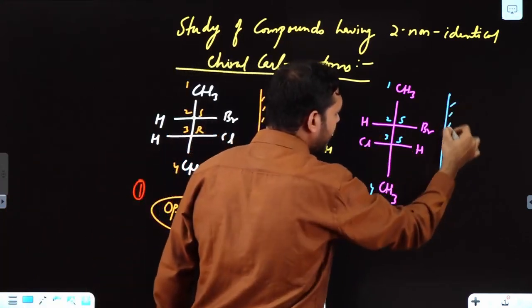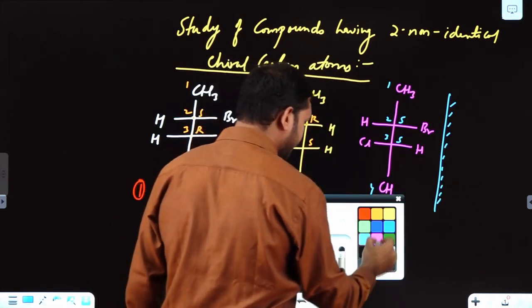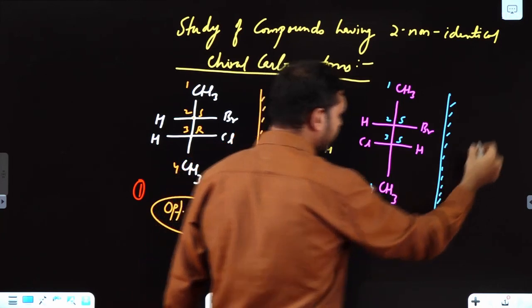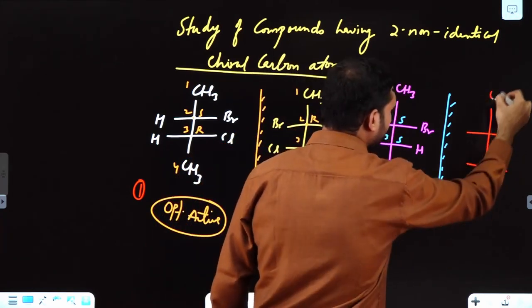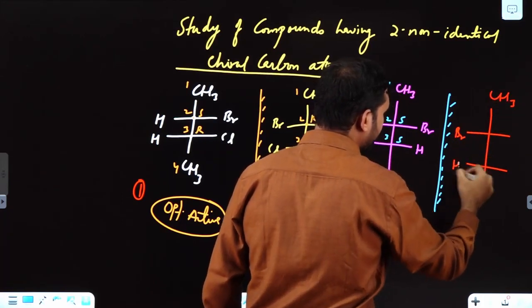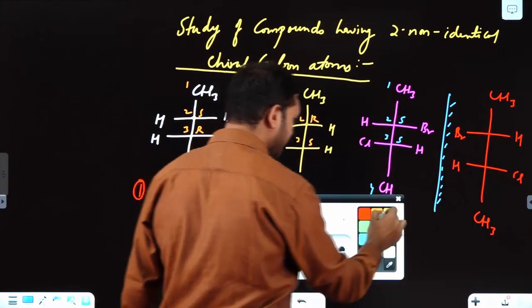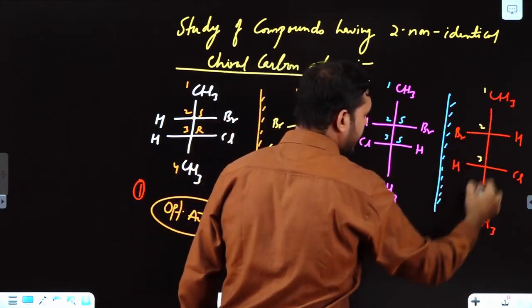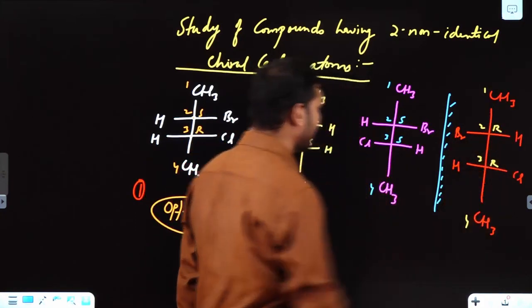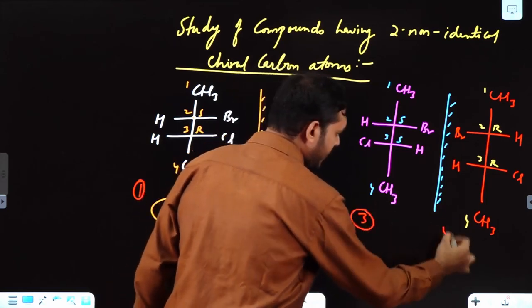Now when I draw its mirror image, I will find its mirror image becomes CH3, Br comes this side, H comes this side, H here, Cl here, CH3. Let's check its configuration. 1, 2, 3, 4. As it was S, it will be R. It is S, this will be R. Okay. Now let's number this as third and fourth.